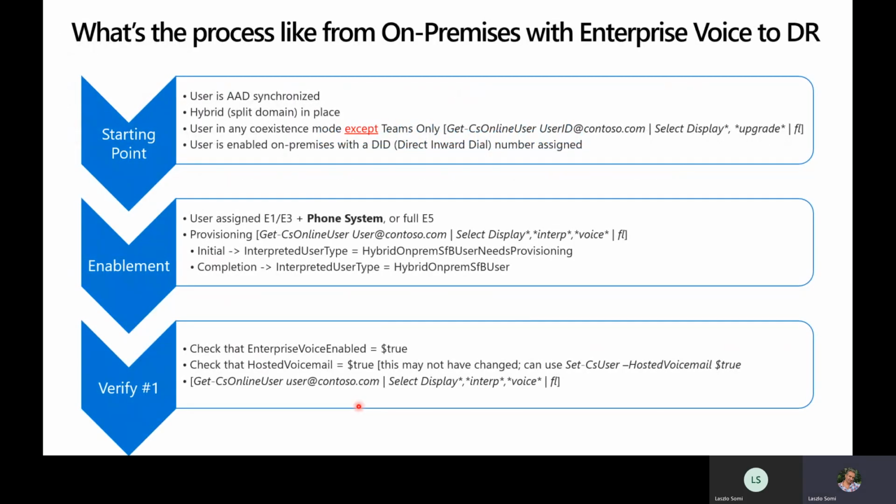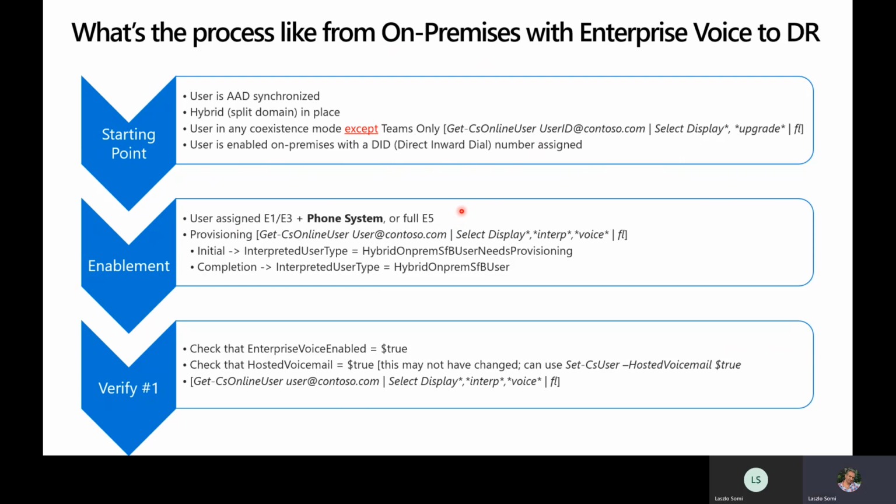All right. Undoubtedly, the most complex scenario we have here is from on-premises with enterprise voice to direct routing. Let's look at the starting point. Azure AD is synchronized. You have a hybrid split domain in place, which is a requirement for Skype for Business on-premises. Use any of the coexistence modes for the users online except Teams only. Users are enabled on-premises with a DID number, and the number is assigned to them. So the on-premises environment with DID numbers is enabled. Let's enable the users.